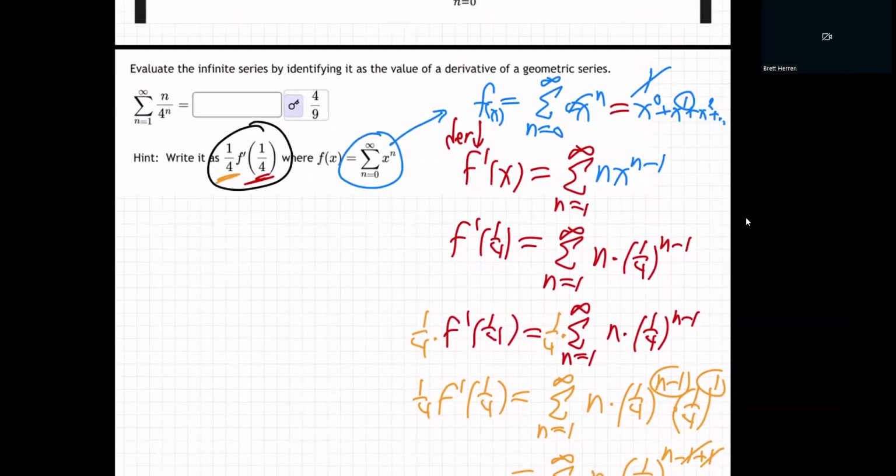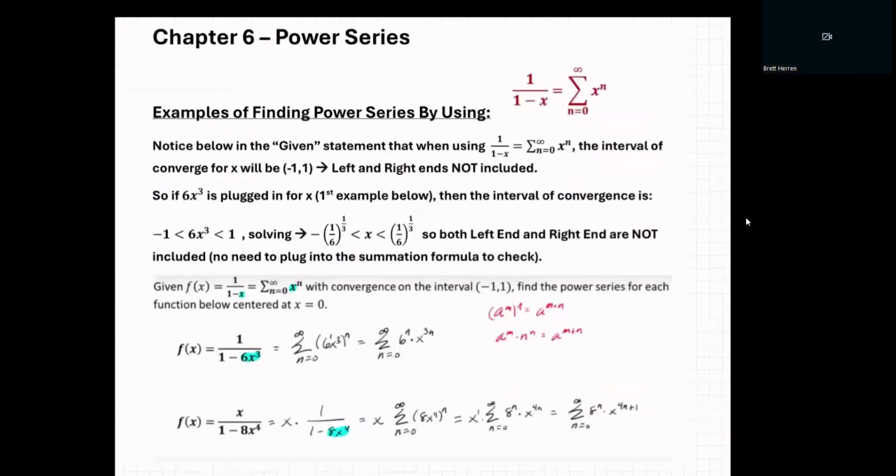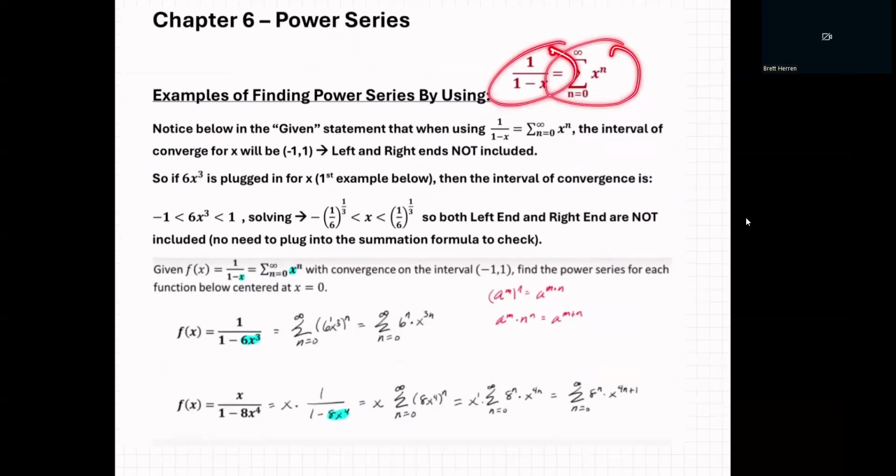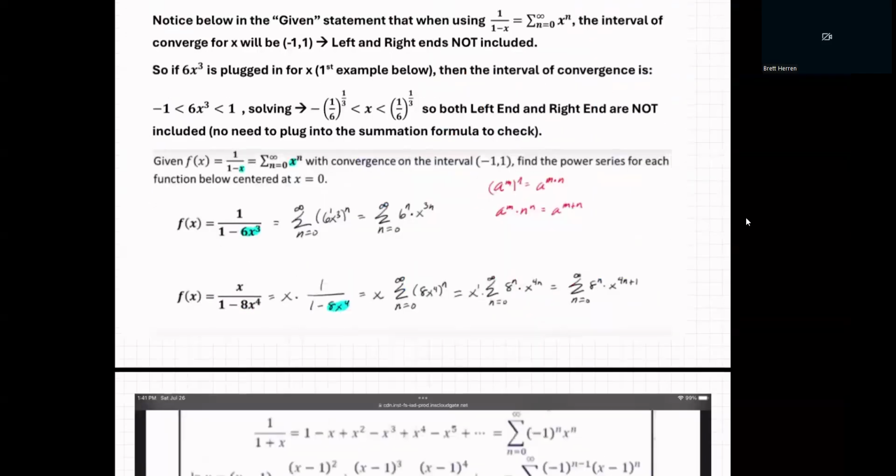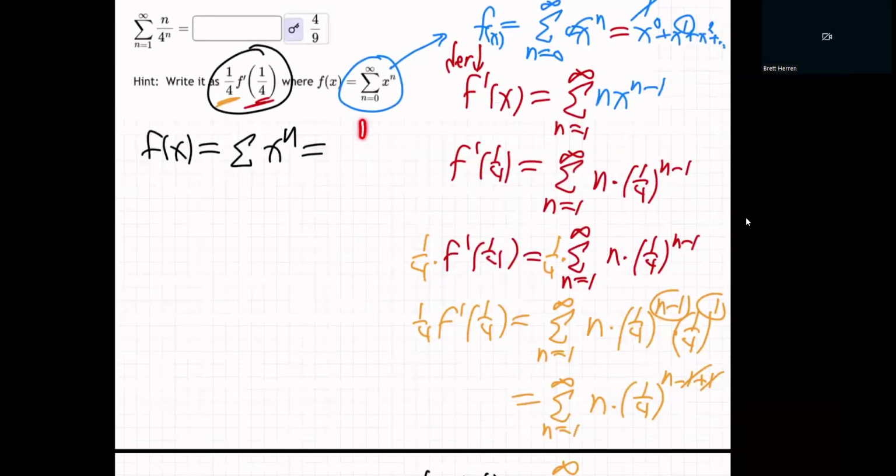So how do we do that? Well, the f of x is the sum from n equals 0, I'm just going to write sum, of x to the n. Which is what? Well, according to the geometric series notes here, the sum of x to the n is 1 over 1 minus x. This is the basic geometric series formula. So f of x is 1 over 1 minus x.